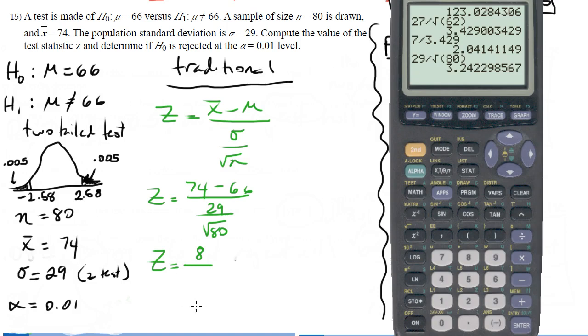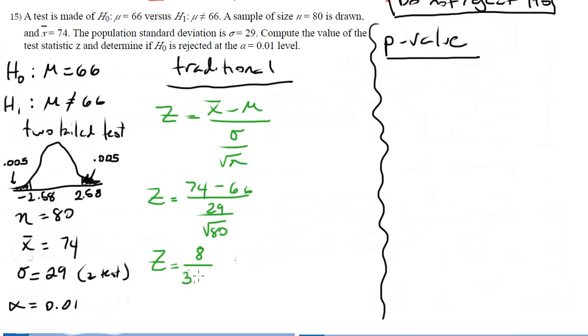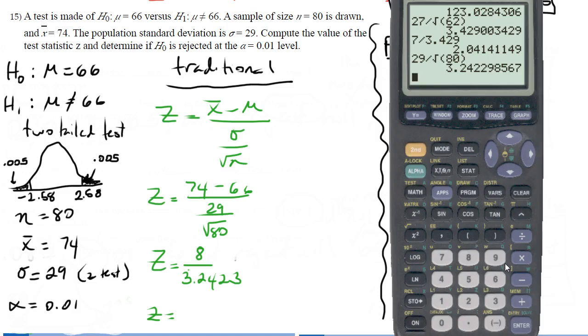That's 3.2423. So Z is going to be 8 divided by 3.2423, which is 2.467. 2.47. It's pretty close.